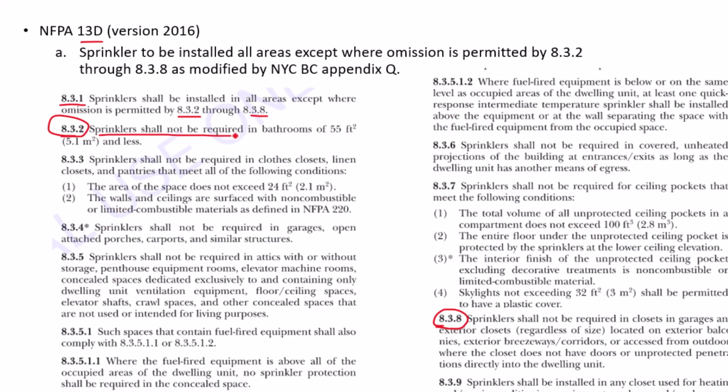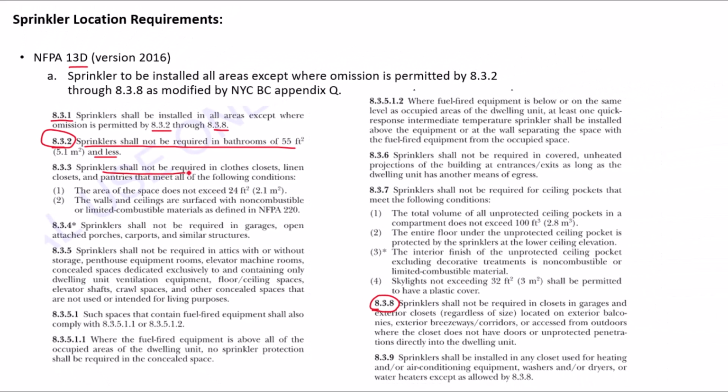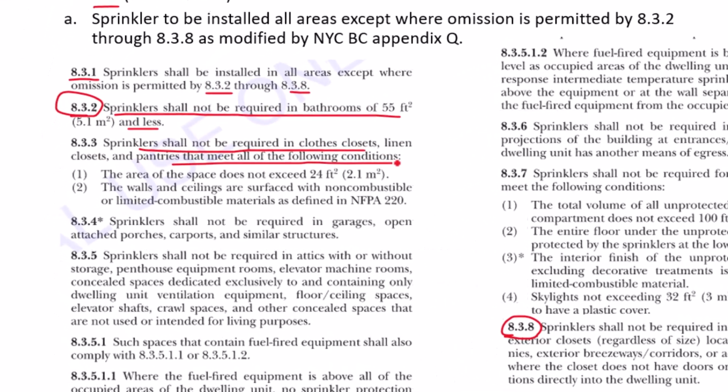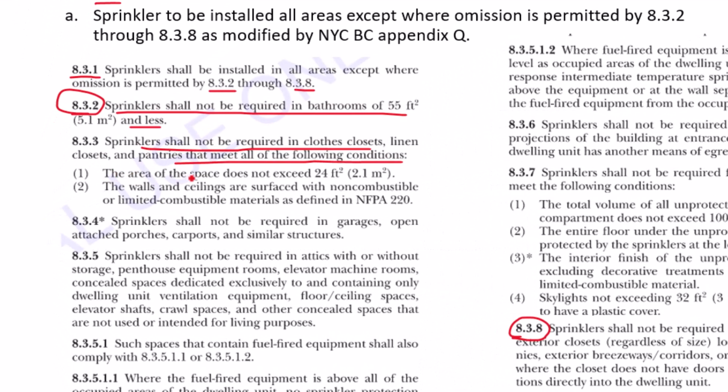Sprinklers shall not be required in bathrooms 55 square feet or less. Sprinklers shall not be required in closed closets, linen closets, and pantries that meet all the following conditions. The area of the space does not exceed 24 square feet, so 24 square feet or less. The walls and ceilings are surfaced with non-combustible or limited combustible material as defined in NFPA 220. Which is typically the case.